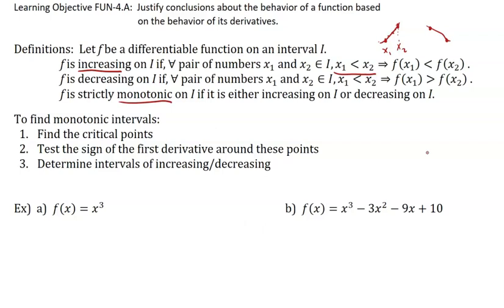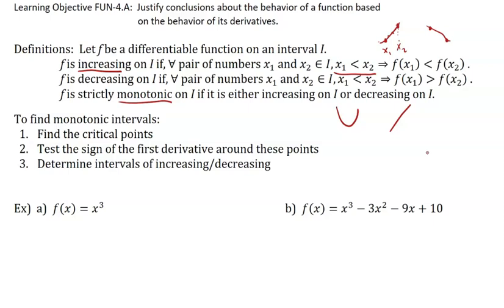This is not a super important word. It's not going to show up on an AP test, but just in the same way that extrema means max or min, monotonic means increasing or decreasing. It's just the word that we use to put both of those together. So for example, a parabola is not monotonic because it decreases and it increases. y equals x is monotonic. It is strictly increasing.